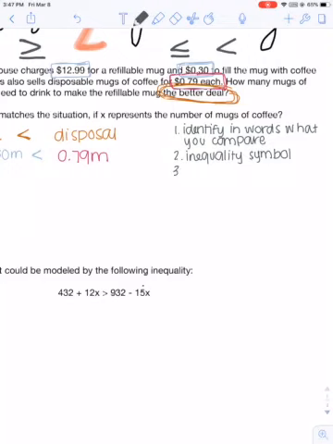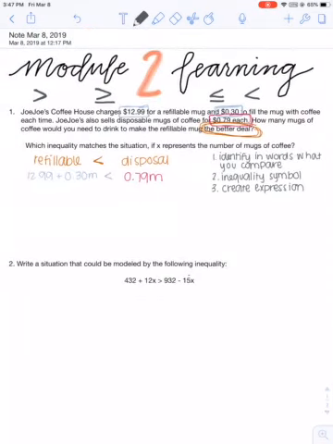And then finally, we create the expression. So we create those number sentences that describe our word comparison. And then you have your answer. So this inequality would match the situation above.